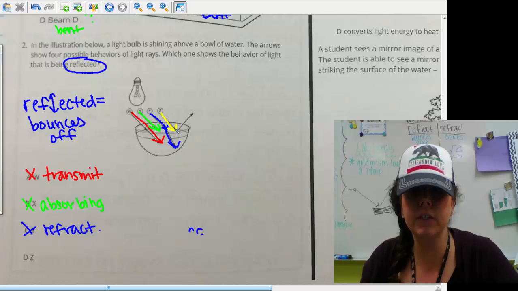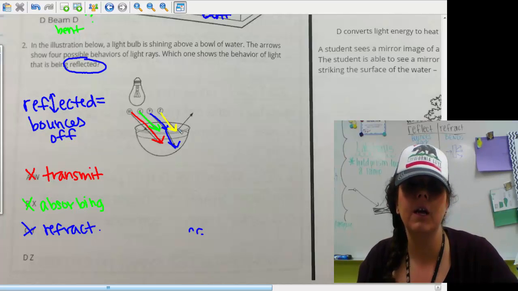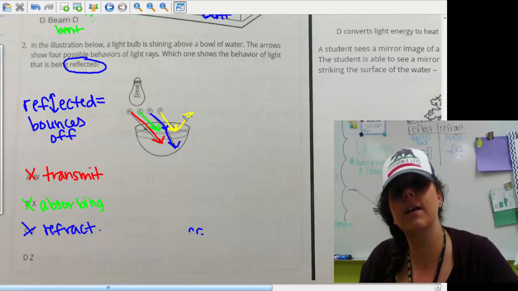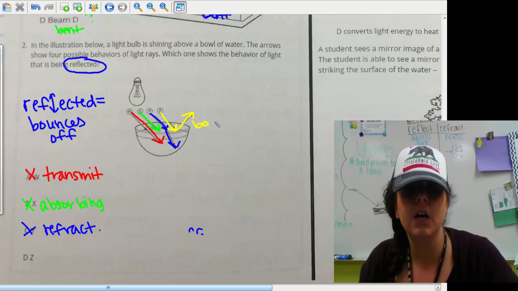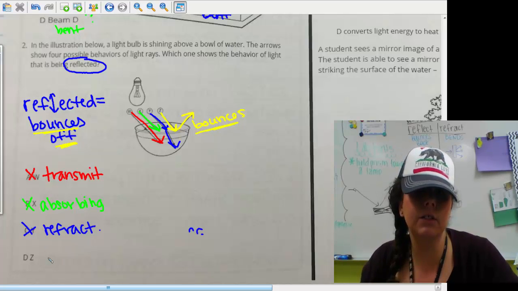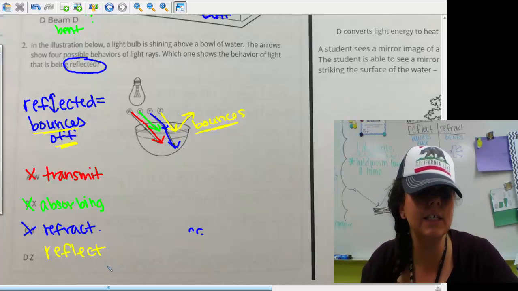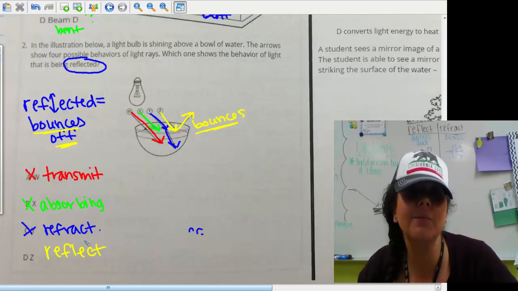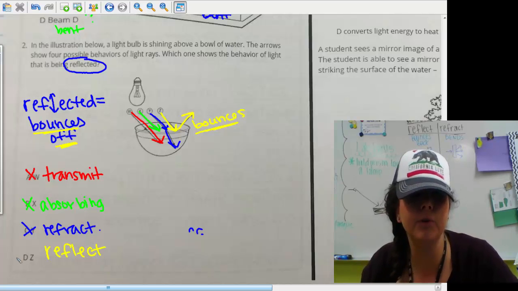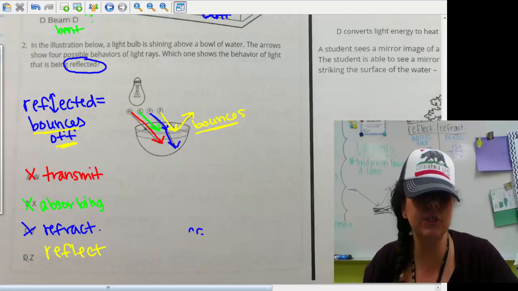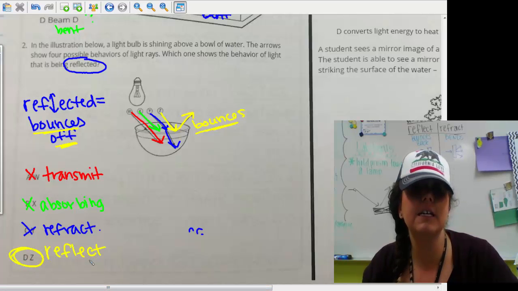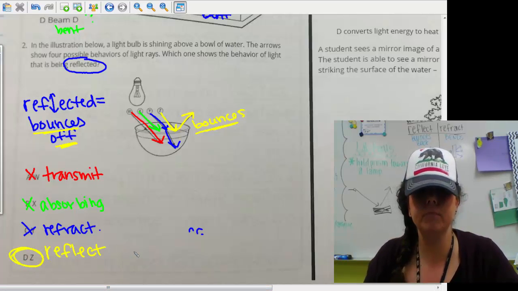All right, so let's look at our last choice. It hits the surface. It does not go through. Instead, it hits the surface of the water and bounces off. And I am looking for bounces off. And when it bounces off the surface, that is called reflection or reflect. And is that what I'm looking for? Absolutely. I proved it up here. I did my strategy, so I know my best answer is D. Okay?